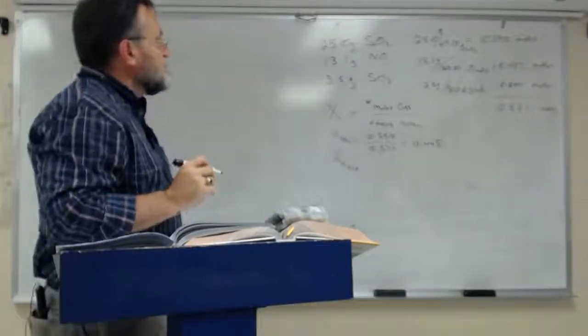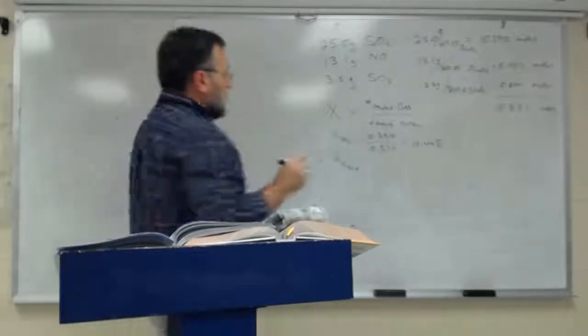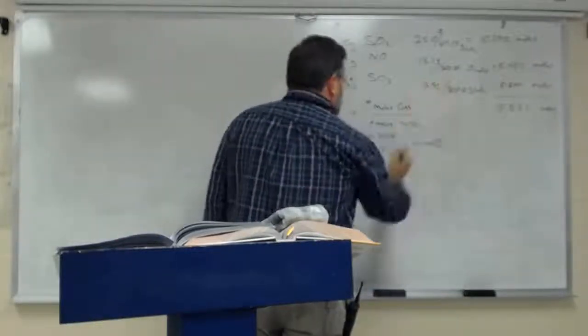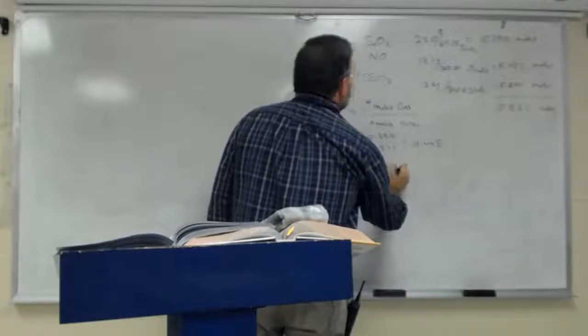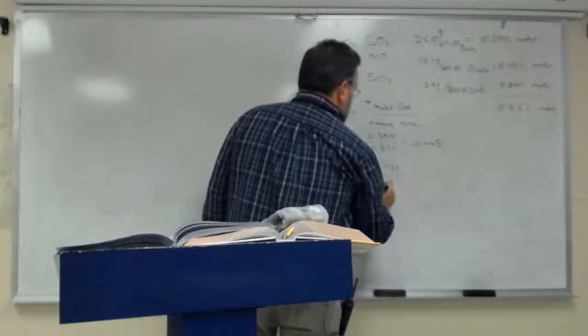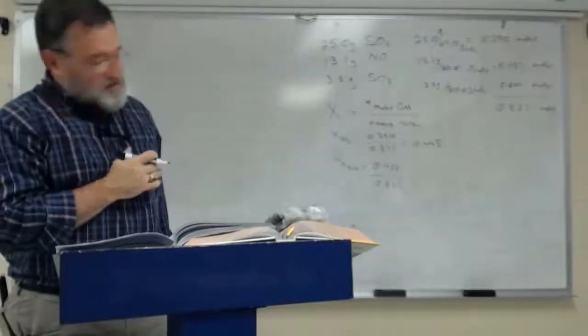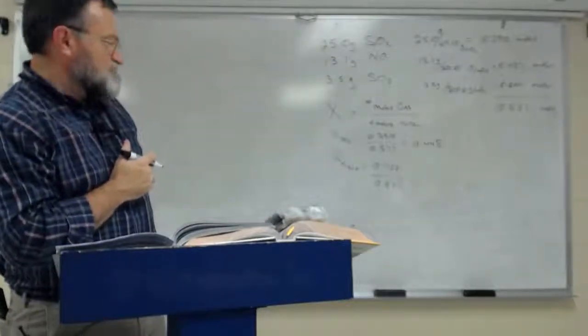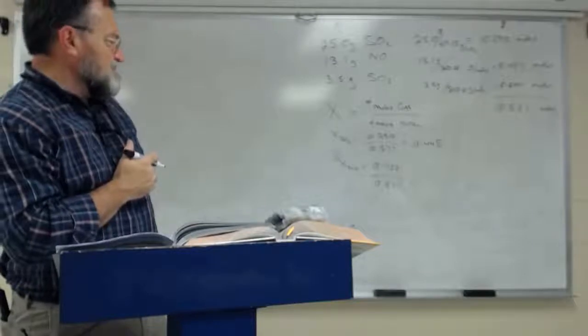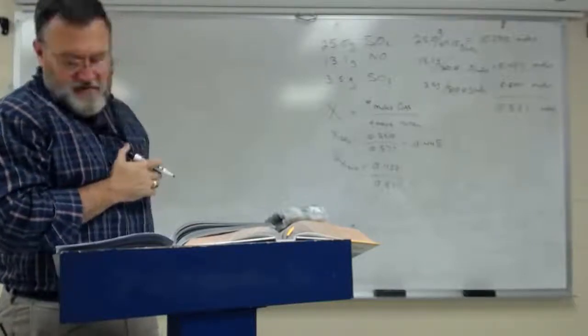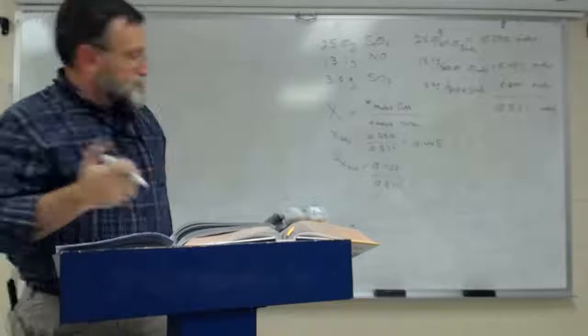Nitrogen monoxide. The mole fraction is 0.437 all over 0.871. Again, just a touch less than a half, or a touch more than a half. Yeah, it's just barely more than a half. Yeah, 0.502.